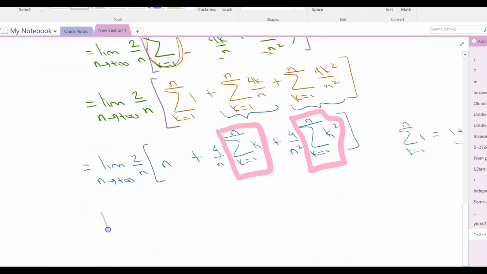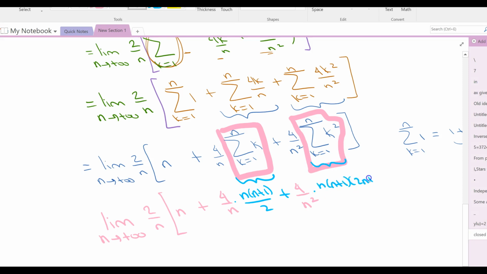So now I have the limit as n approaches positive infinity of 2 over n, all of that times n plus 4 over n, okay, right here, this is important. We know this equals n times n plus 1 all over 2, plus 4 over n squared, and we know this equals n times n plus 1 times 2n plus 1 all over 6.